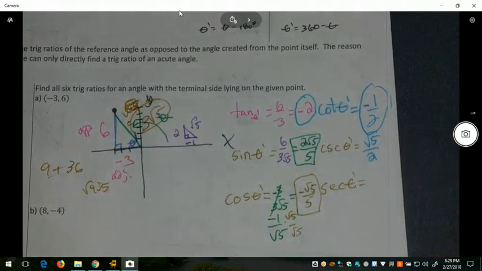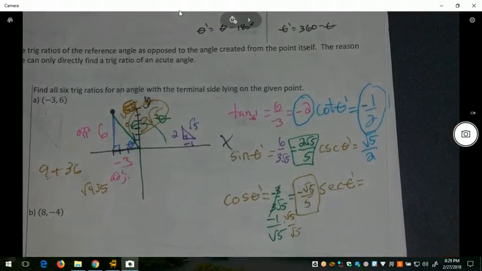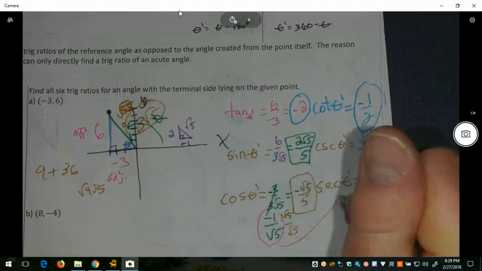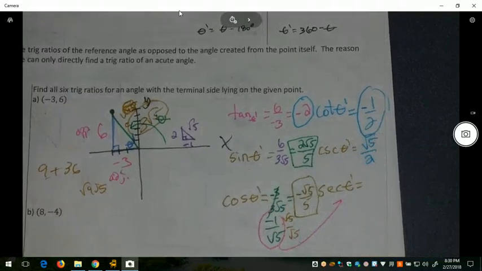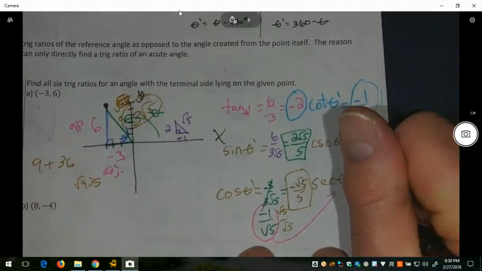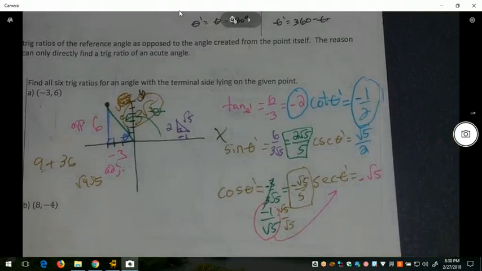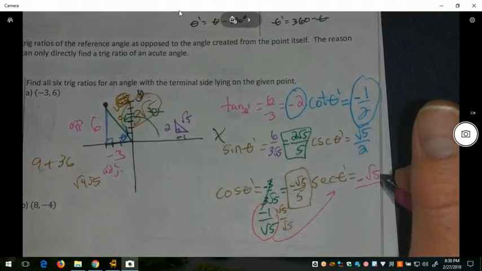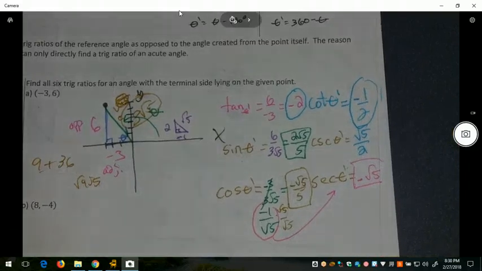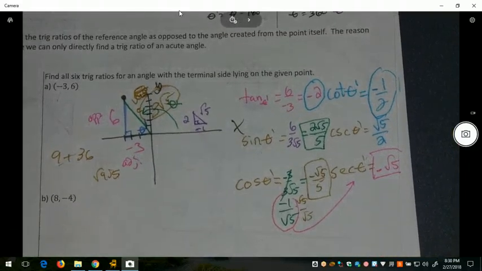Well, secant is the reciprocal of that. I don't want to have to re-rationalize the denominator, so I'm coming back to here, just like we did in lesson 8.3, and I'm going to flip it here, so now it's negative square root of 5 over 1, which is just negative square root of 5 for secant. Please pause the video and try this for letter B.